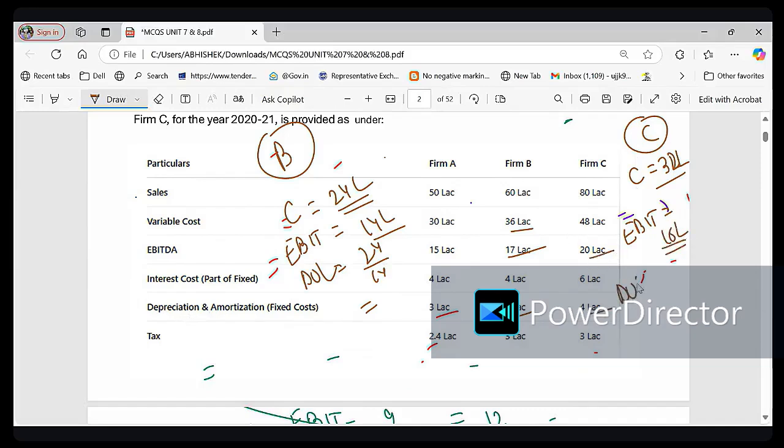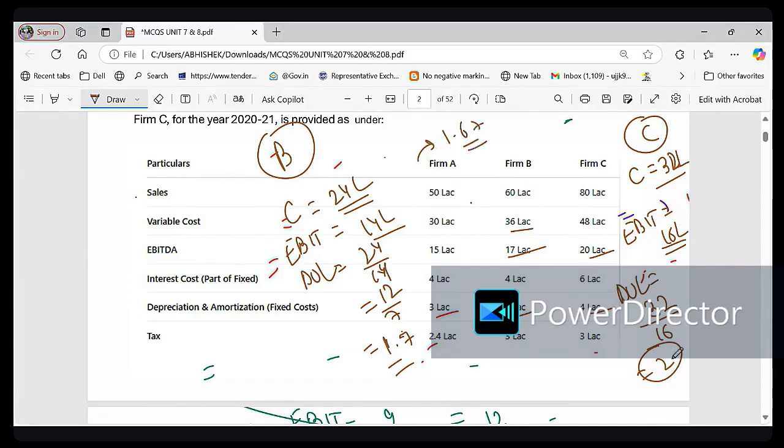So DOL for firm C is how much? 32 lakh upon 16 lakh, which is equal to 2, right? For firm C I am getting 2. What about firm B? It is nothing but 12 upon 7, which is 1.7 something. Are you getting the same for DOL? Yes, 1.71. Very good. For company B it is 1.71, for company C it is 2, and for company A we have just calculated it is 1.67.